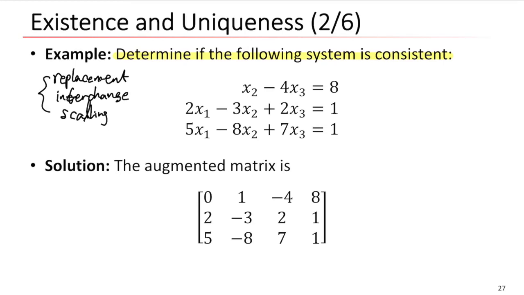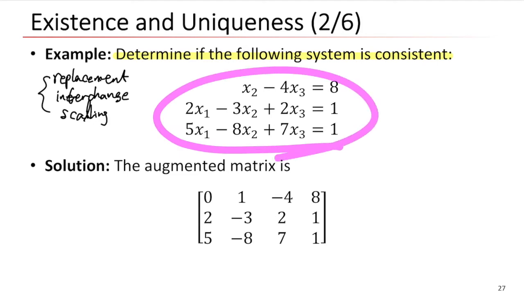Oh, sorry, scaling. Okay, so what do you want to do on this matrix? First of all, what is the augmented matrix of this linear equation this time? Think about the size of the augmented matrix first. Because there are three equations, the number of rows should be 3, like that. And because there are three columns, the number of columns should be like this, right?